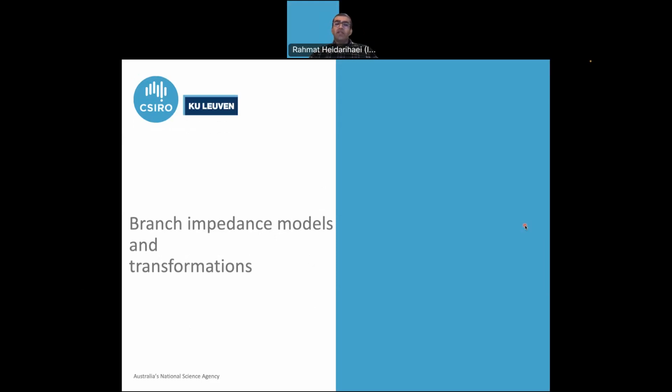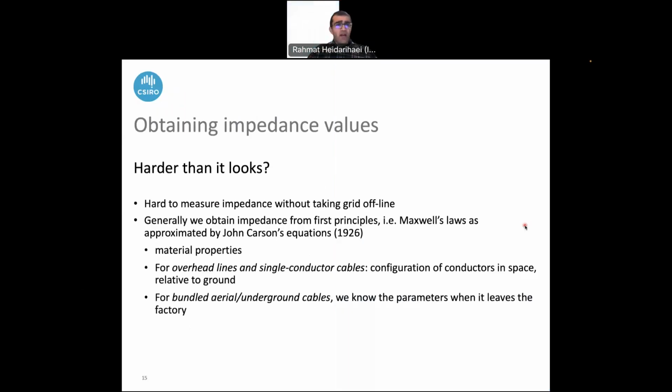Next, we look at the branch impedance models and the transformation. It is not easy to obtain impedance models, mainly because it is hard to measure impedance without taking the grid offline. Also, we obtain impedance from first principles, that is Maxwell's laws, which John Carson approximated. We require material properties. For overhead lines and single conductor cables, we need the configuration of conductors in space relative to the ground. However, for bundled aerial or underground cables, we know the parameters when they leave the factory.